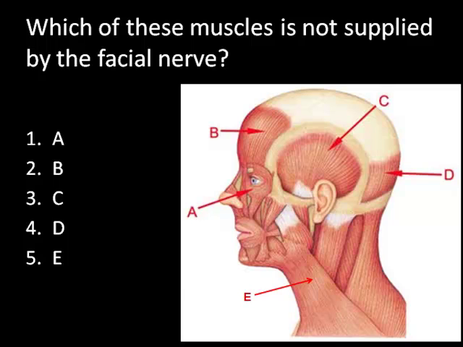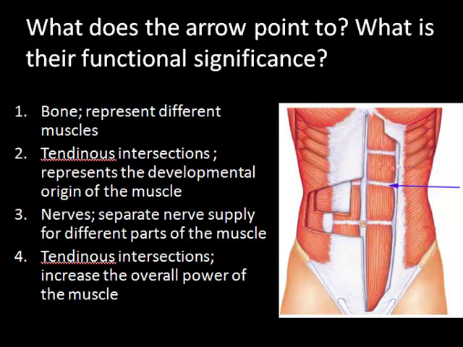Now let's look at the next question, which asks you, what does the arrow point to and what is their functional significance? That means these structures, it's only pointing to one, but it's these others also. What is the functional significance of these structures? So the first choice is bone. So this does not point to bone. This is in muscle, it's not pointing to bone. So this itself is wrong. And the functional significance is not that it represents different muscles. So even this part is wrong.